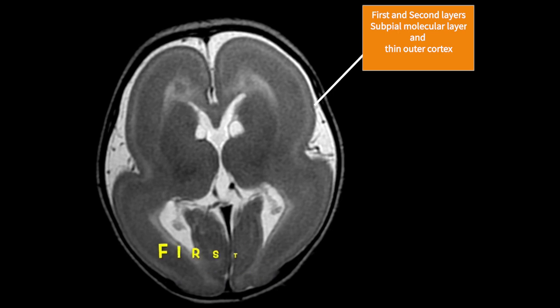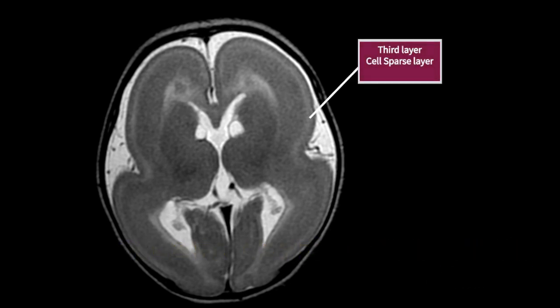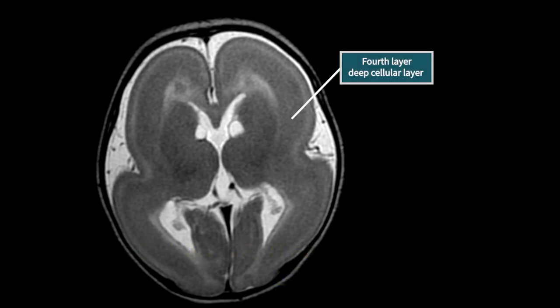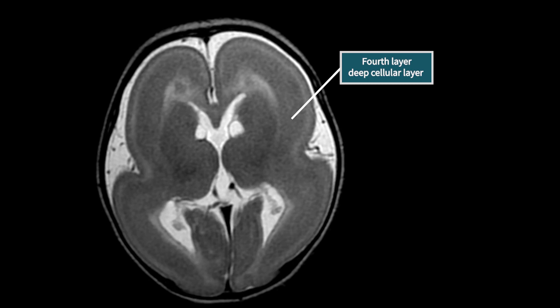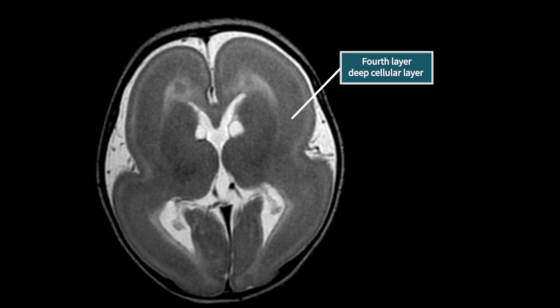The first layer is the subpial molecular layer, which is a pencil line, and the second is the thin outer cortex. We cannot discretely separate the subpial molecular layer from the thin outer cortex of pyramidal neurons. The third layer, which is consistently seen in all cases of lissencephaly, is the no-cellular zone or cell-sparse zone. That is the reason it is hyperintense on the T2 weighted image. Below that there is a thick inner band of the cortex which contains mainly neurons. So these are the 4 layers, the predominant constituents of the thickened cortex in lissencephaly.